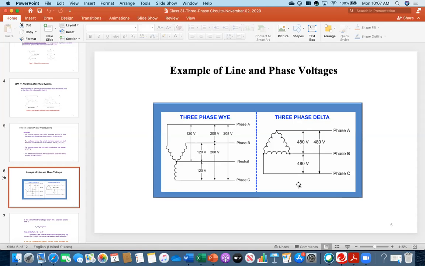Where people don't need to use power, in those places the delta is used so that you don't need the neutral line and you are saving the cost. And once again, when you need to use the power, you have to convert from delta into Y with the neutral. Then you can use it.